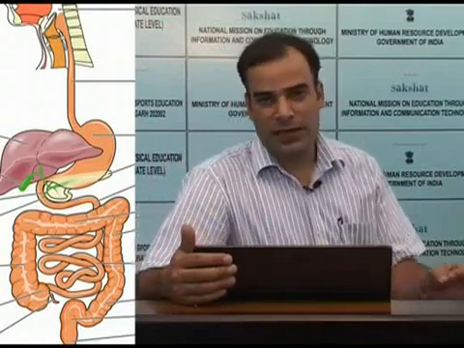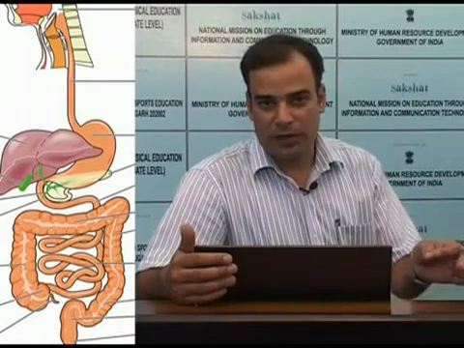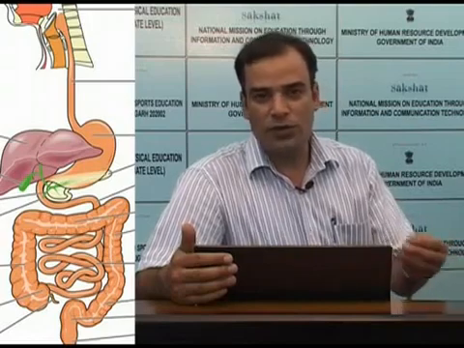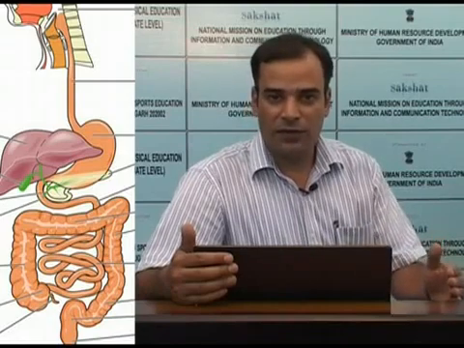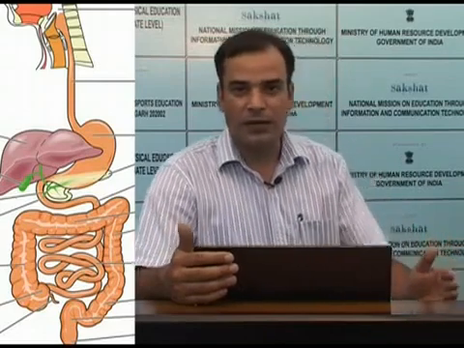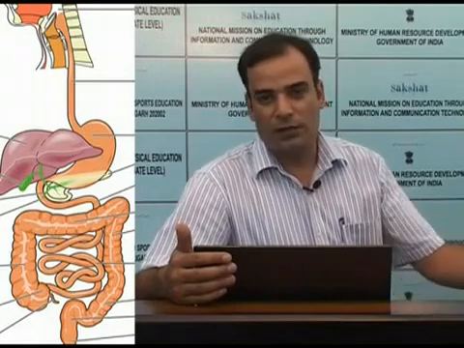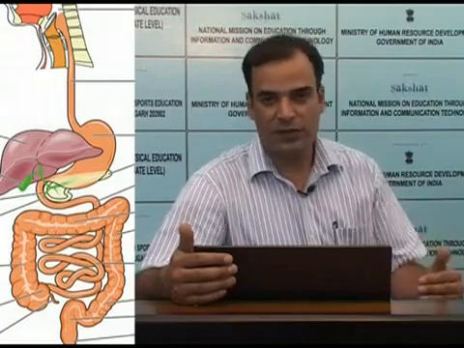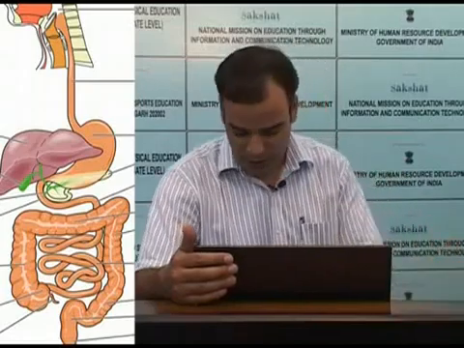So we can say the digestive system plays an important role. Number one, it provides us a route through which the food enters our body. Number two, it breaks down the food from larger molecules into smaller molecules, that is digestion. And third, it transports the digested food into the blood and lymph. So these are the first three main functions of the digestive system, that is ingestion, that is taking in of food, digestion and absorption.